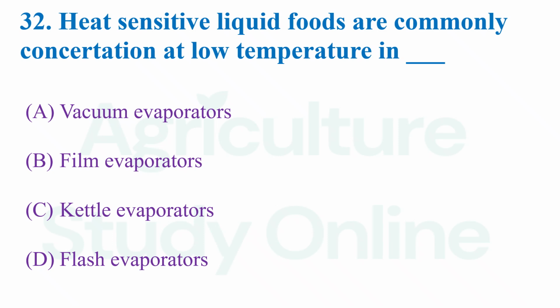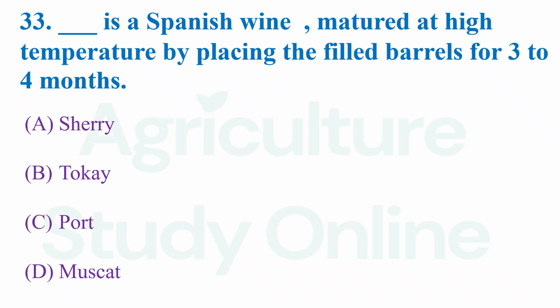Whereas film evaporators are fast, but this is not a primary for the lowest temperature control. Kettle evaporators operate at higher temperature. And flash evaporators, rapid heating is there, so it's not good for sensitive foods. So correct option is vacuum evaporators, since it will lower the pressure and lower the temperature of evaporation. Correct option is A.